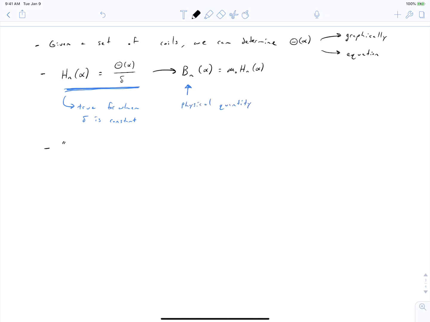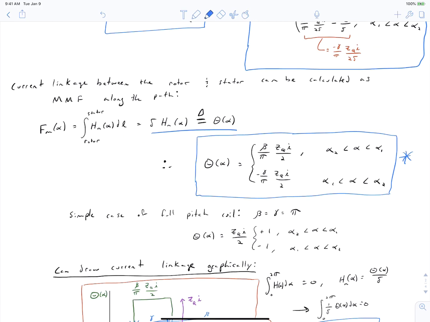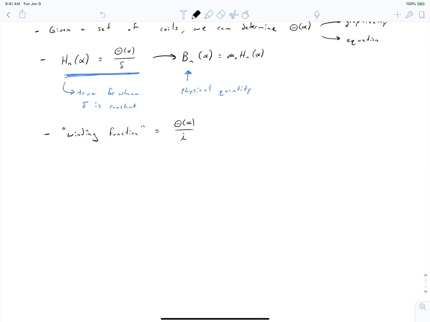And in your other coursework, and as well in papers that you read, you'll come across something called a winding function. Winding function is just your current linkage divided by the current in the coils. So that's a step further generalized. Current linkage depended on current. We have the coil current here. Well, if you divide out that coil current, now you have what's called the winding function of the winding. So we said that everything here is true for when our air gap length is constant.